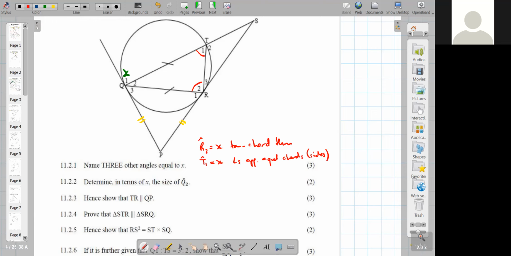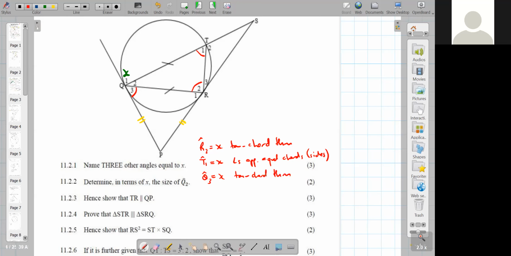Now, you can actually think with the cyclic quadrilateral, I mean, with the tan chord theorem the other way, which is Q3. You see Q3 as well. At the end of the day, there's a tangent and the chord. So opposite to this chord is T1. So we can even say Q3 is X as well. That's again the tan chord theorem.